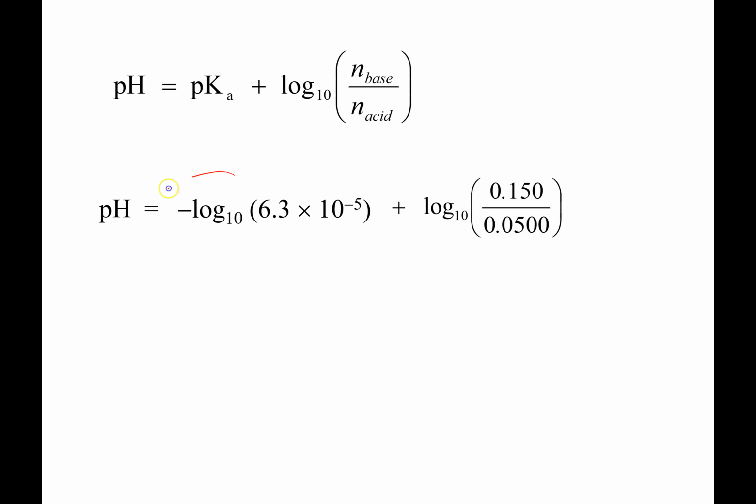I would probably figure this out separately, because that's hard for me to put in my calculator. But when you crunch it, and you can double check this, it looks like we got 4.20 plus 0.48. That will give you a pH of 4.68. That's it. That's the pH of that buffered solution.